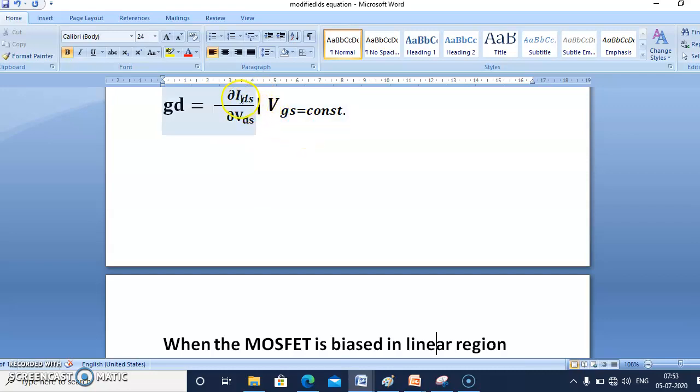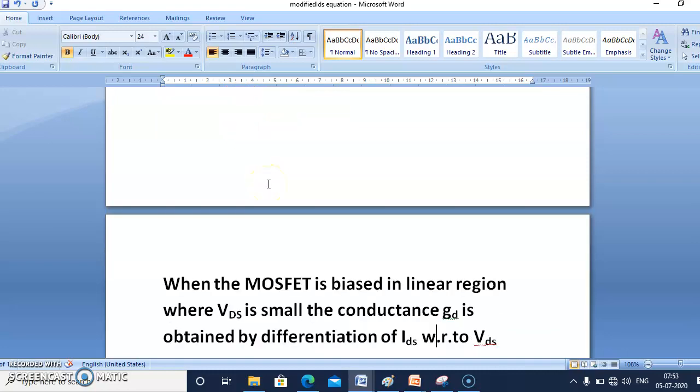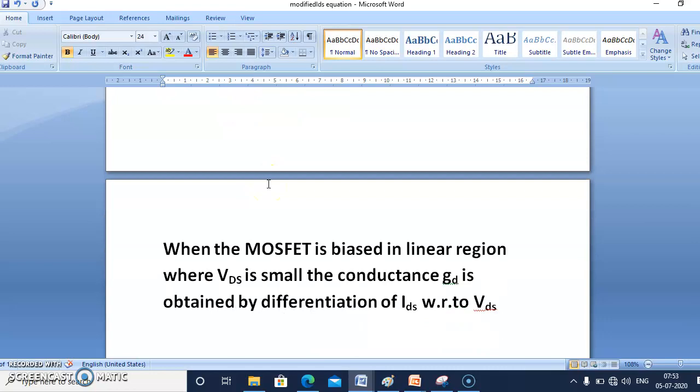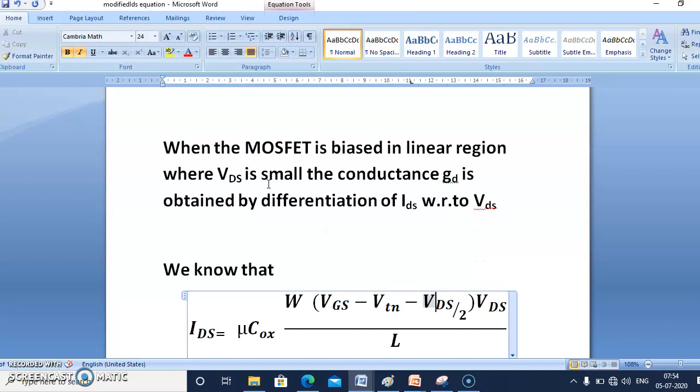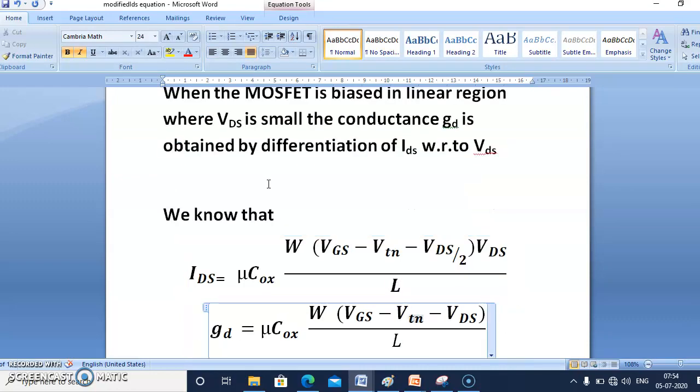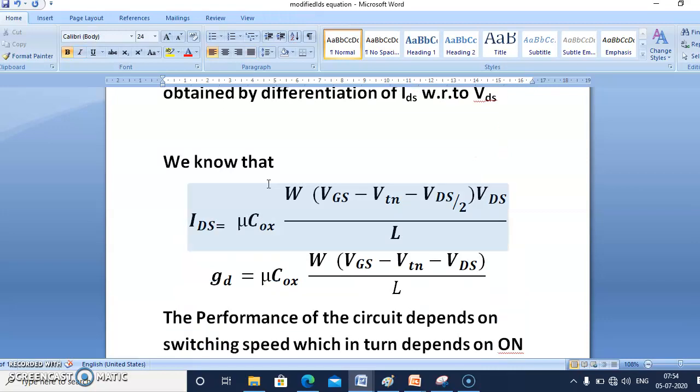If we are differentiating IDS with one voltage, the other should be a constant. So when the MOSFET is biased in the linear region, VDS is small. The conductance GD is obtained by differentiation of IDS with respect to VDS. IDS is equal to mu COX W by L, (VGS minus VTN minus VDS by 2) into VDS. So this is the IDS equation for the resistive region.